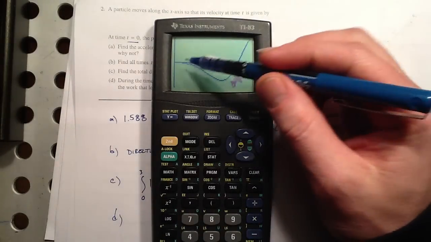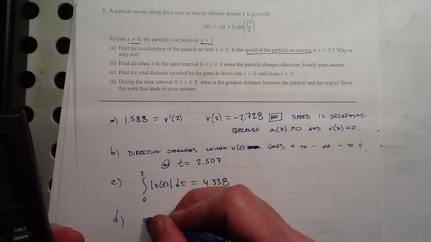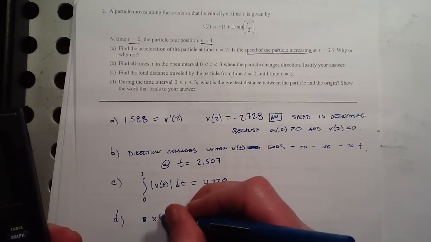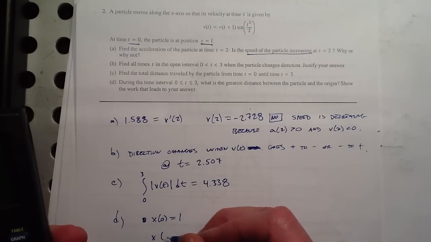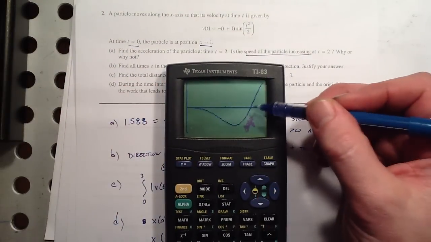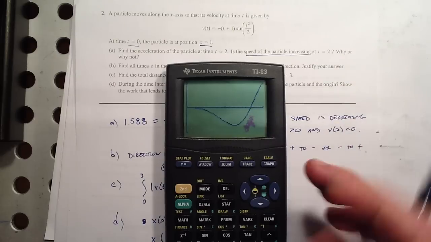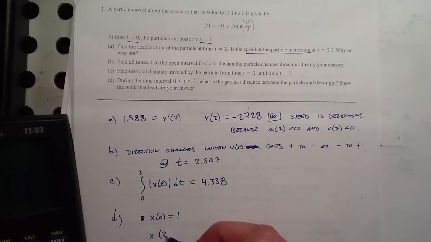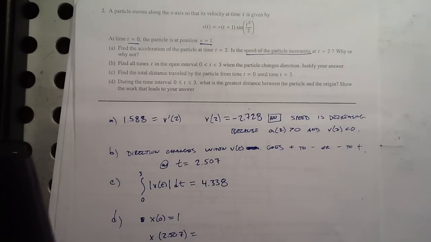It's not a closed interval, so we need to check those endpoints too. So we're going to find the position, I'll call it x. The position at 0 is 1. The other places we have to check are 3, which we'll do in a minute, and wherever it crosses here. Did we find that already? We did. It changes direction at 2.507. So where is it at 2.507?